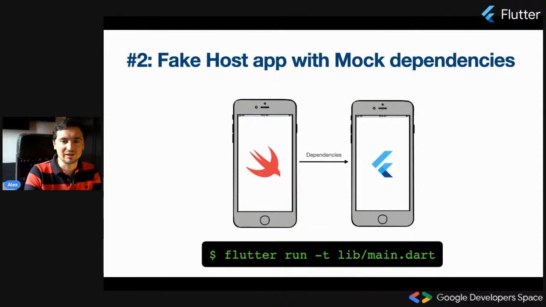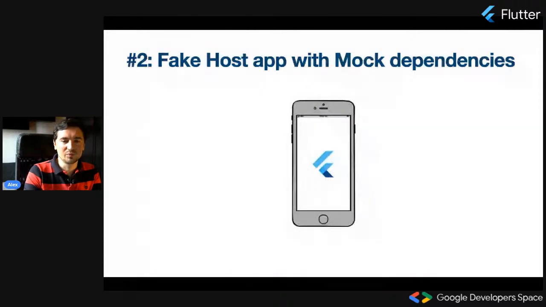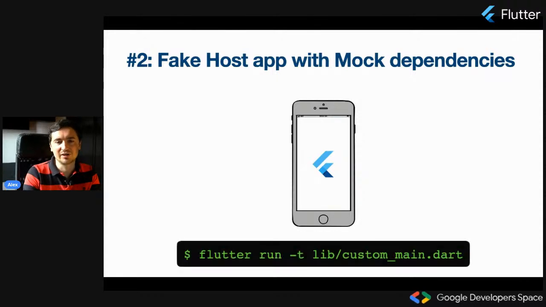the existing running application. So the second approach is we forget about the host application whatsoever, and we just run our Flutter source code without the existing native app. In this case, you want to provide some of the dependencies that the host application gives to you, like maybe some native integrations, but you need to mock them, right?